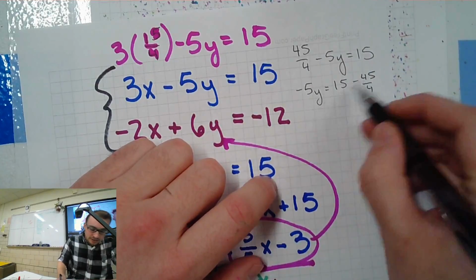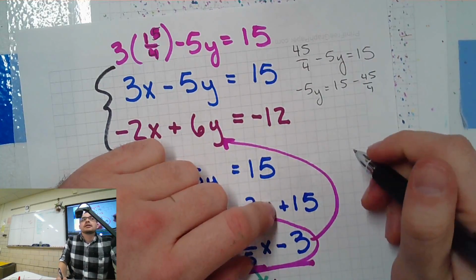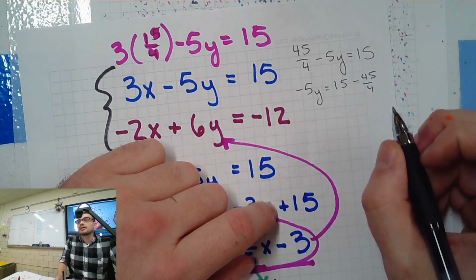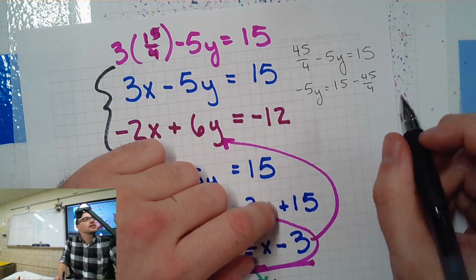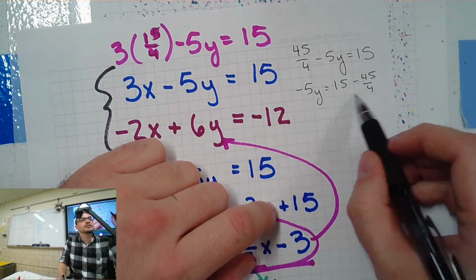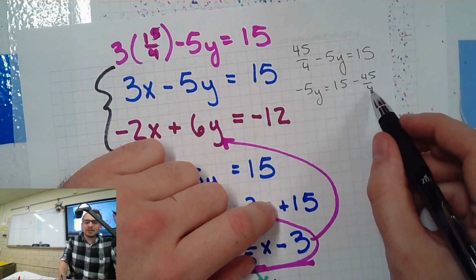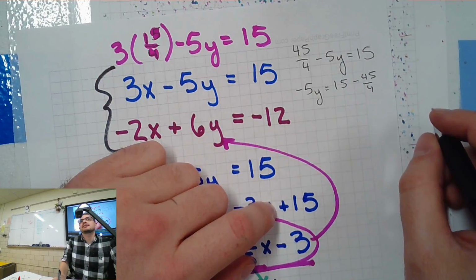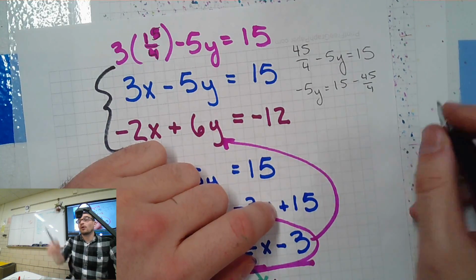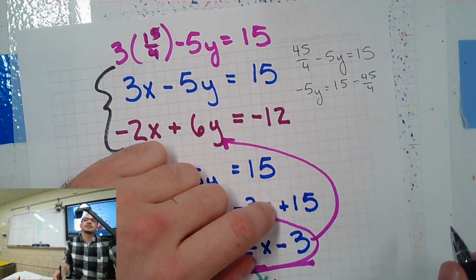What do I need to do to subtract these? Common denominator. Yeah. What do I need to do to subtract these? Common denominators. How many fourths are in 15? Too many. How many fourths are in 10? 40. How many fourths are in 5? So 60 fourths.